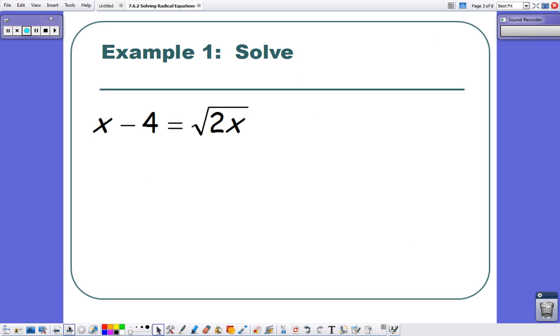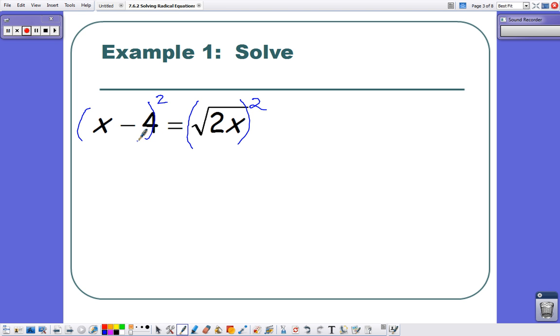Example number 1 is x minus 4 equals the square root of 2x. Anytime we want to solve this, the very first thing we need to do is make sure to get rid of this radical sign before we can do anything. So I'm going to square this side, and I have to square this side.